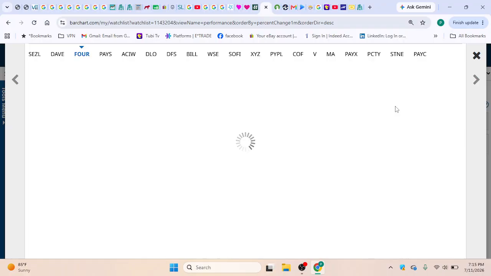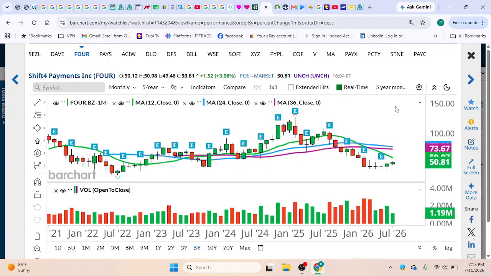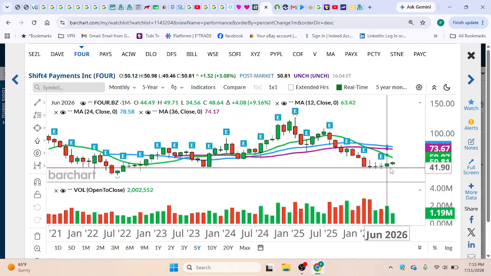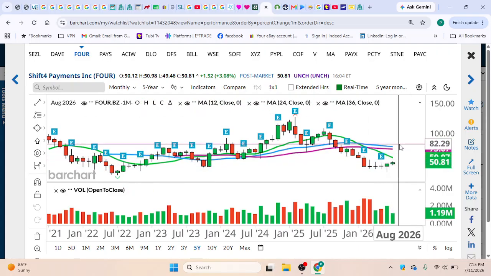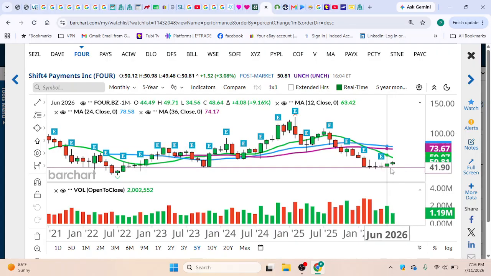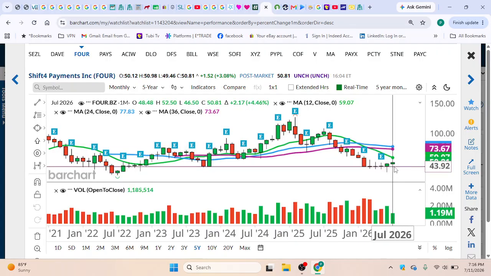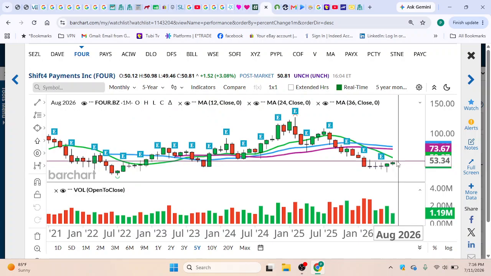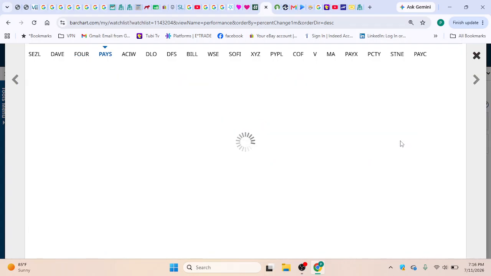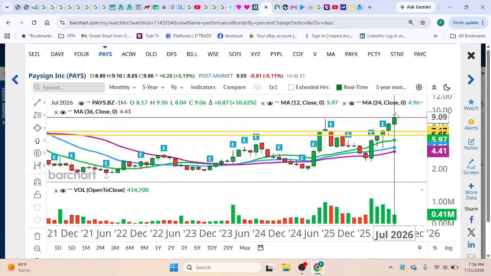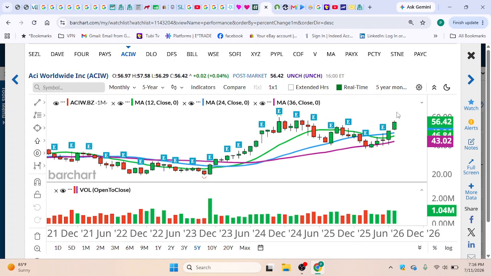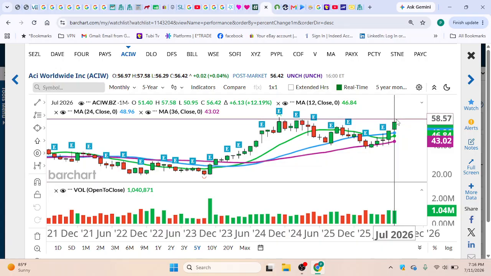Shift for Payments, symbol 4, is more of a bottoming pattern, but sometimes it's a rising tide lifts all ships type of trade. I wouldn't necessarily trade that right now, but it was up 9% in June and starting to move up already 4% in July. So if that gets going, that's a possible idea. Smaller company, Paysign, making new highs, so that's always a positive sign. ACI Worldwide, again, another one making moves up the right side.